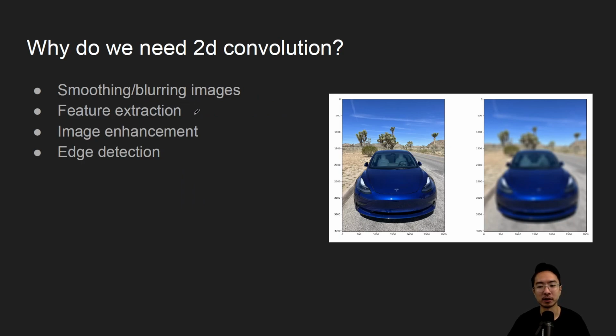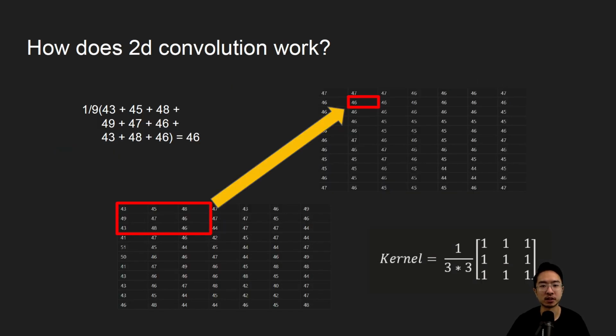So why do we need 2D convolution? One of the main applications is for smoothing or blurring images. This is an example here where we're blurring the image. It might be good for feature extraction, image enhancement, edge detection. Whenever there's a kernel and you want to slide the kernel across the image to produce a new image, we will need 2D convolution.